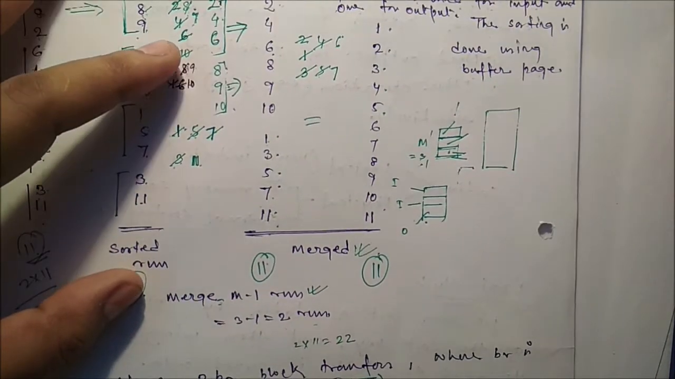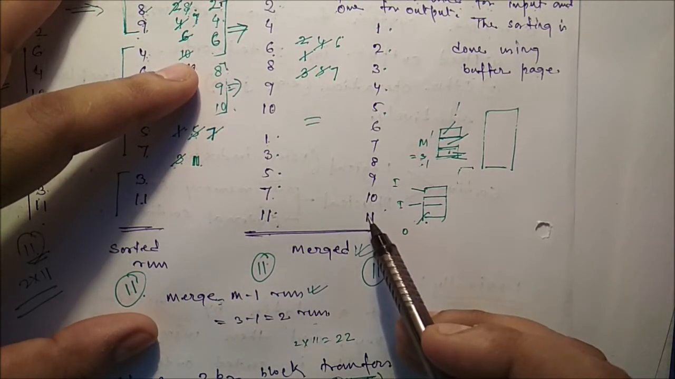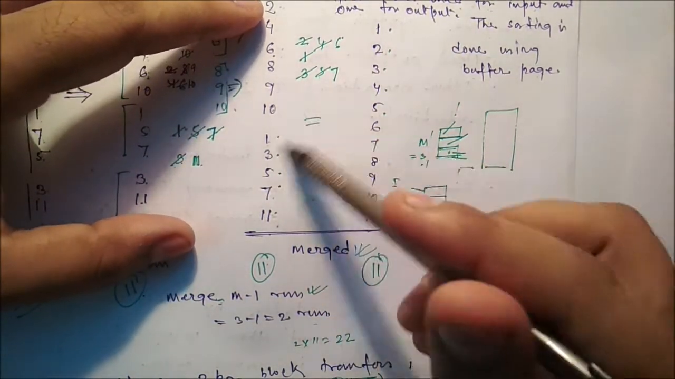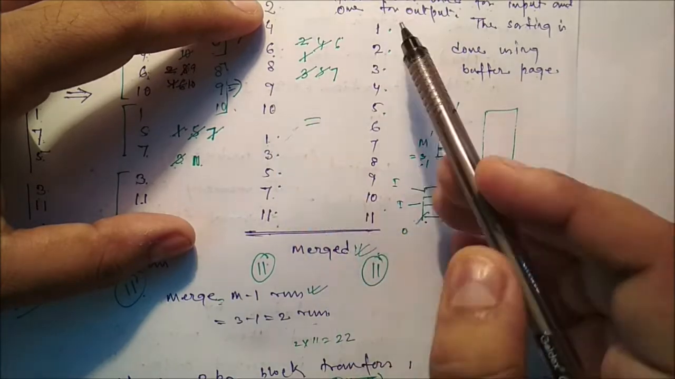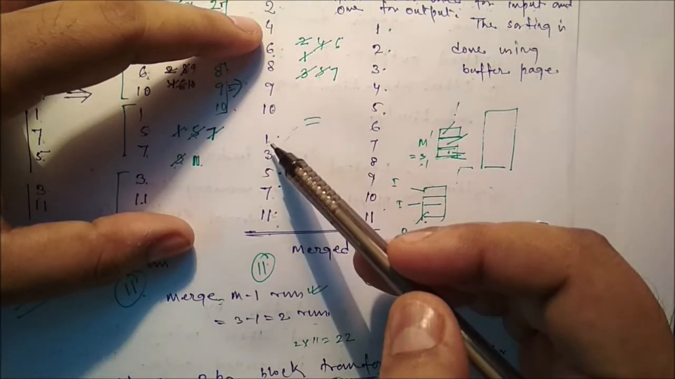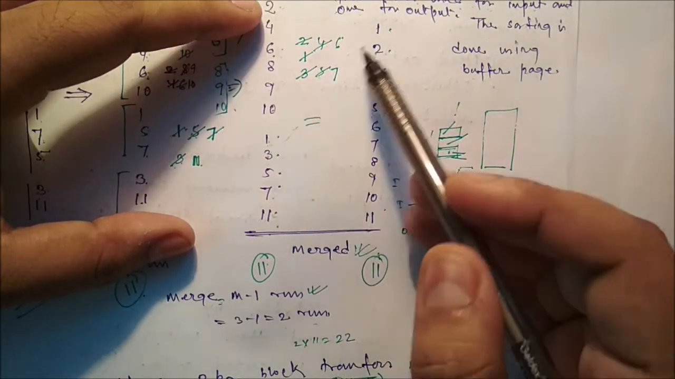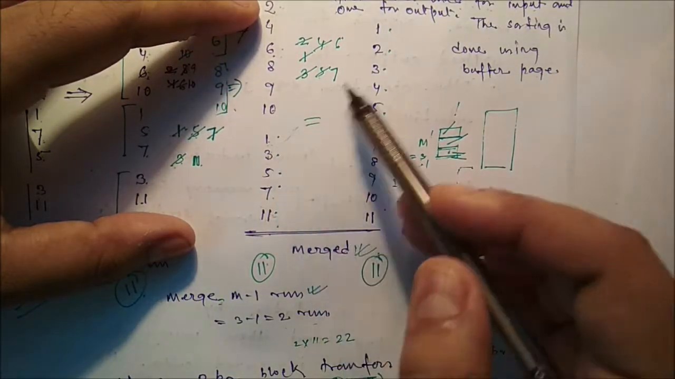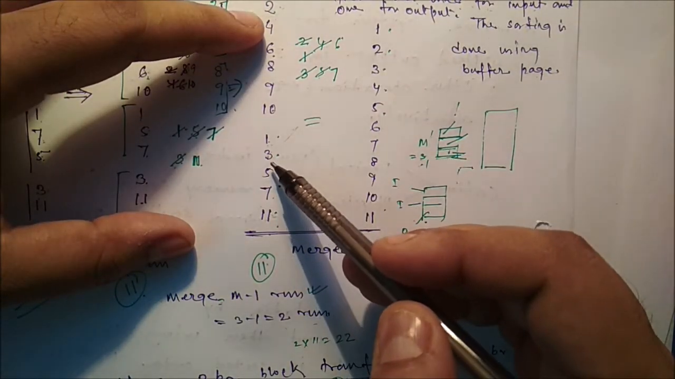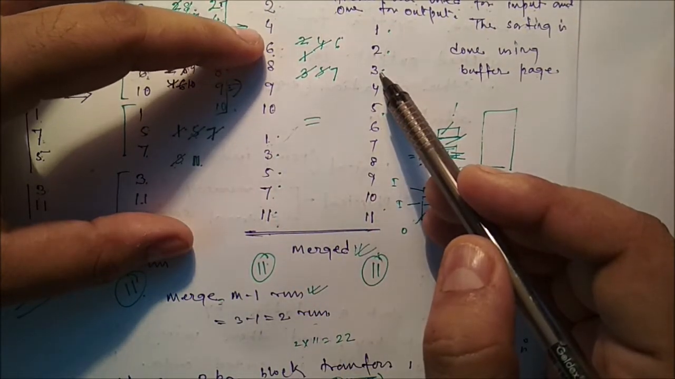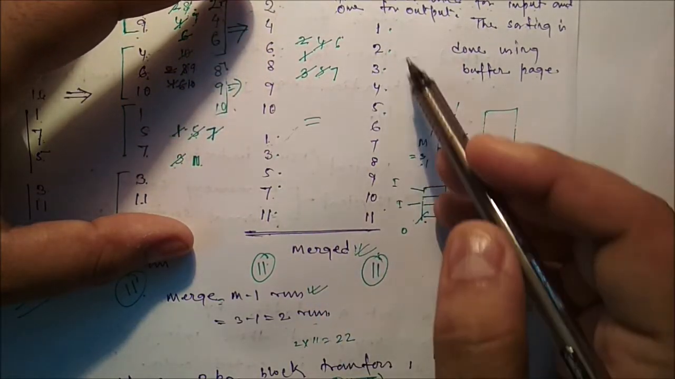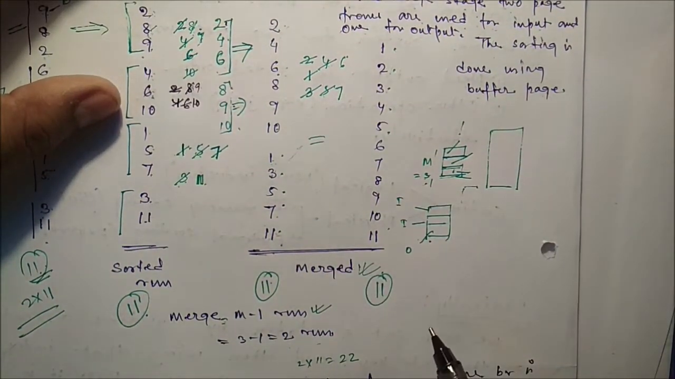After that we have to apply the same merge once again here. Now compare these 2 and 1, pick up the minimum. 4 and, are you getting this one? 2 and 1, pick up the minimum. Then 2 and 3, pick up the minimum. 4 and 3, pick up the minimum. Are you getting it? 6 and 5, pick up the minimum. In this way we can get the final result.